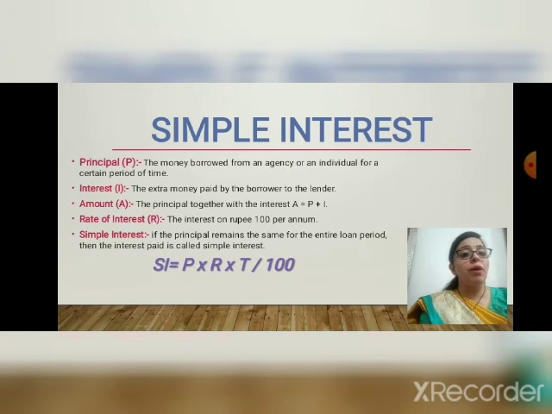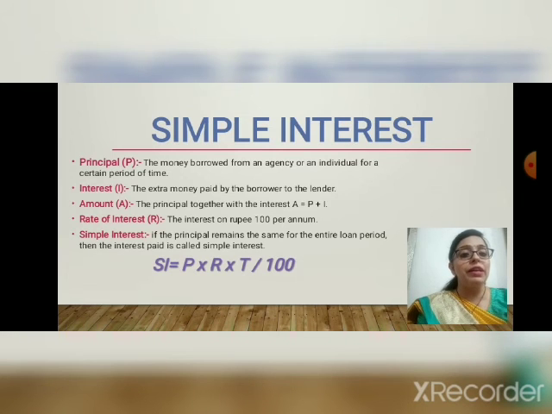And interest is the extra money paid by the borrower to the lender. Suppose I borrow money from a bank, whatever extra amount I pay to the bank is called the interest. I am the borrower and the bank is the lender. Next is amount. The amount is the principal together with the interest. How much do I have to pay to the bank? Principal plus interest. Rate of interest is the interest on rupees 100 per annum. It depends on the market; they will decide it.